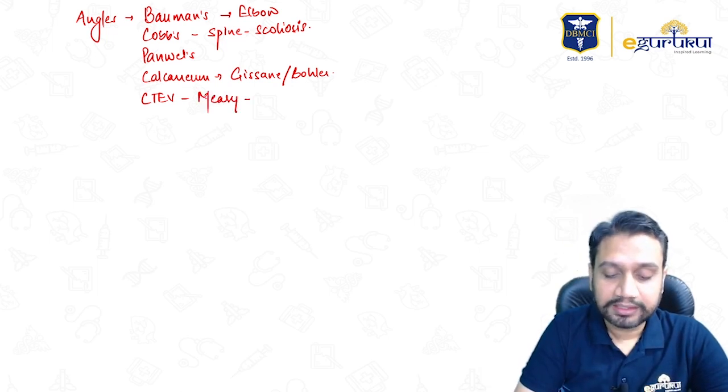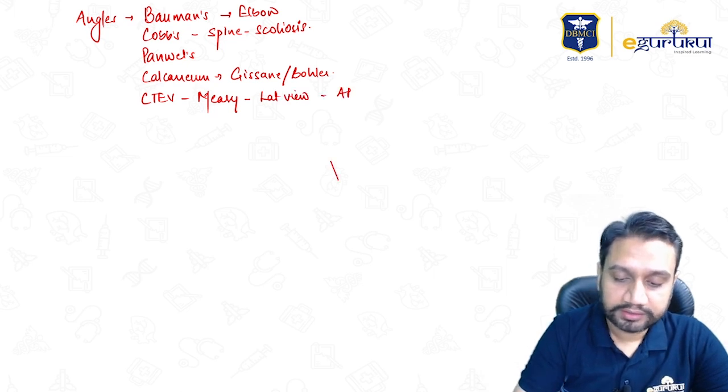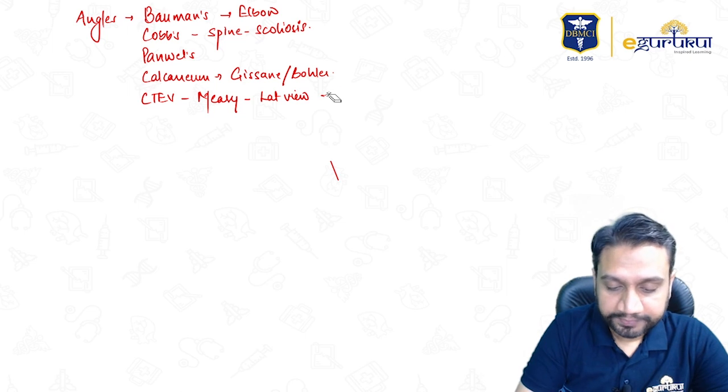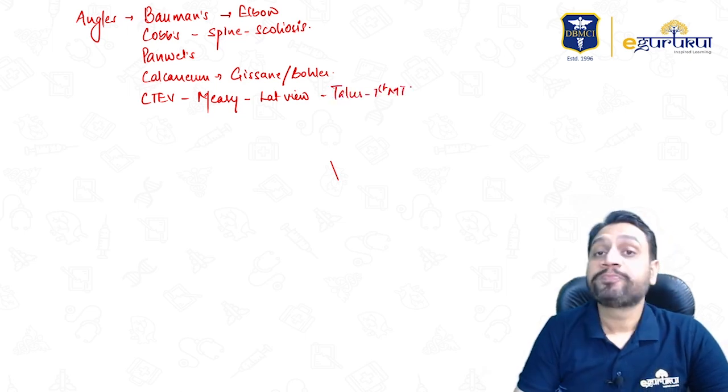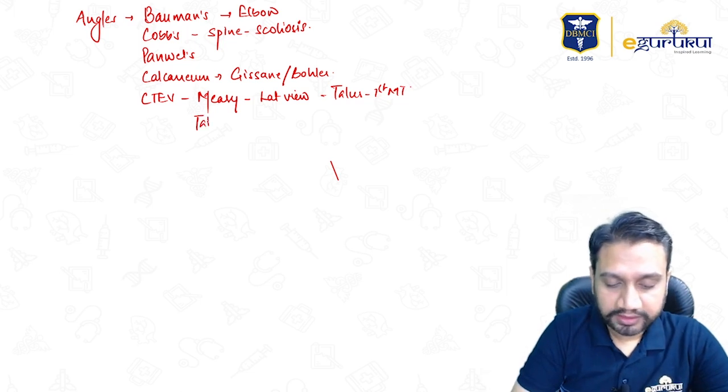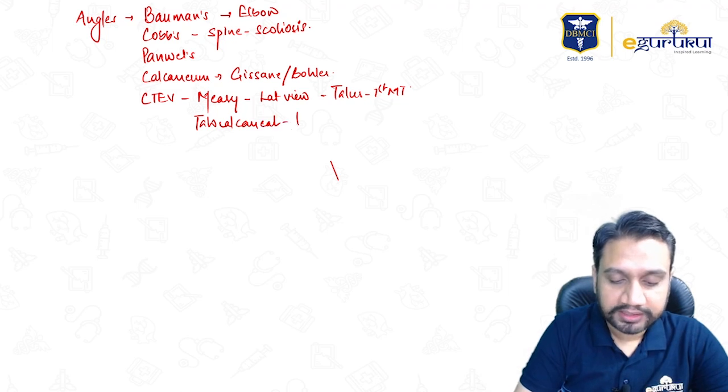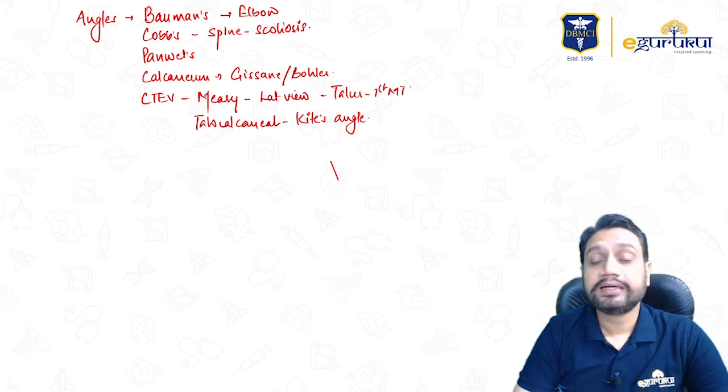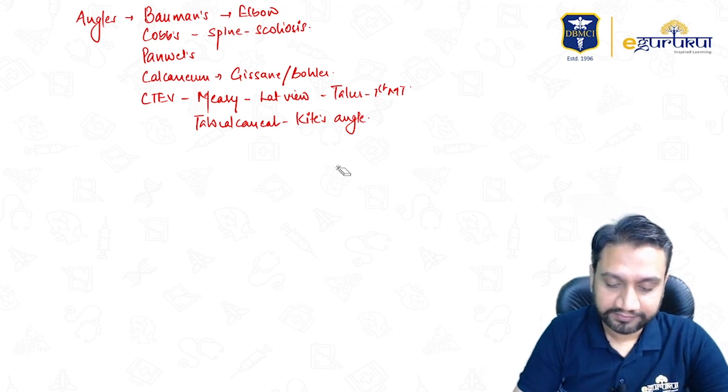What is that Meary angle? The lateral view angle between the talus and the first metatarsal. Then we have got the talocalcaneal angle. We must remember, what is the name of this talocalcaneal angle? What do we call it? The Kite's angle. Right? And then we have the angles in CTEV.